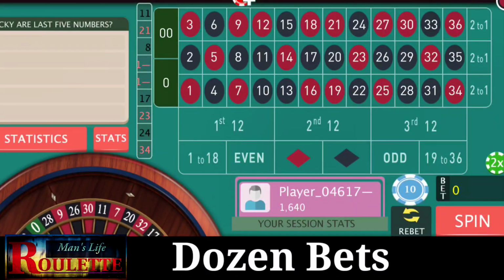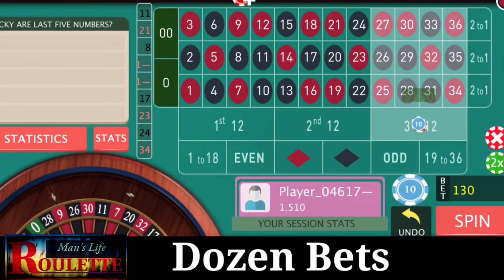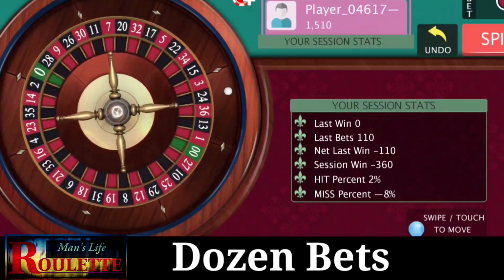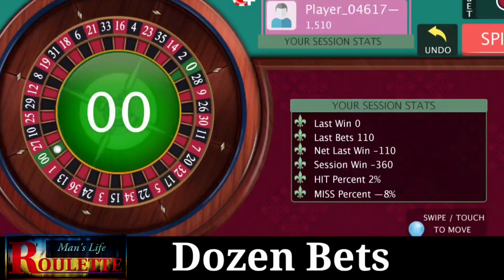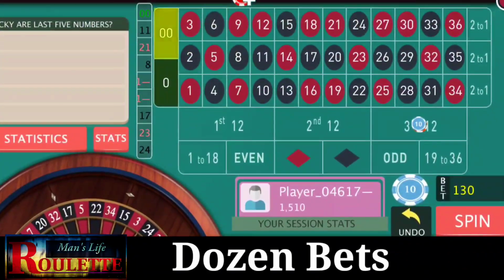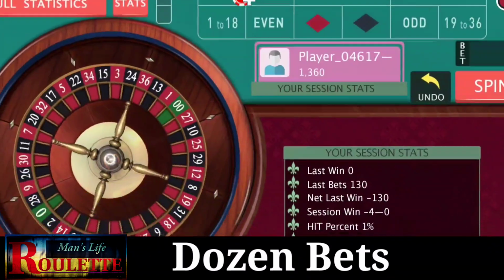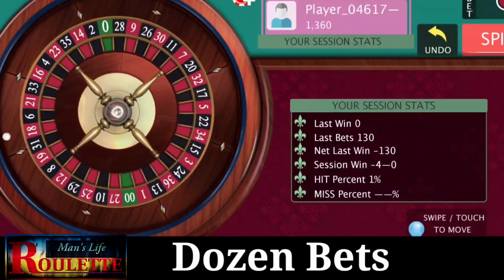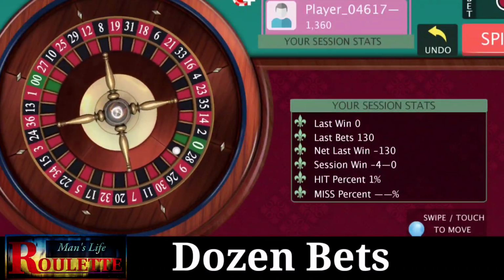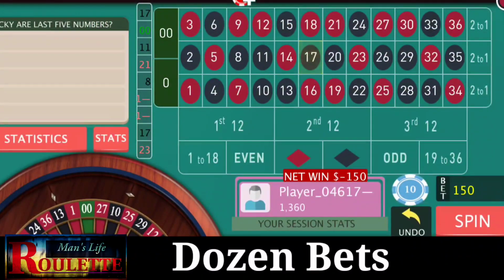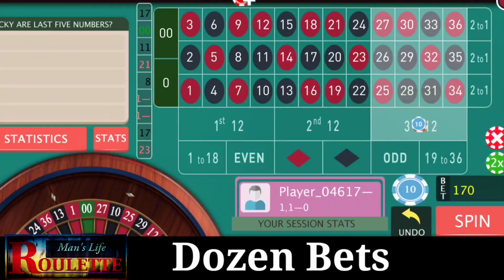Last number was 11, that was also a losing number, so let's increase the bets further. This time it's 0, double 0, so again I lose here, so again I have to increase the bets. In this way you have to increase the bets 2 times after every losing spin. So this time it's 17 again, and again I lose here. So it's again time to increase the bets. Okay, now it's become $170.